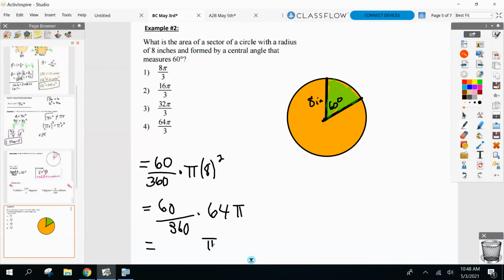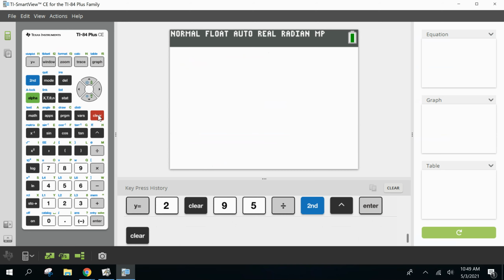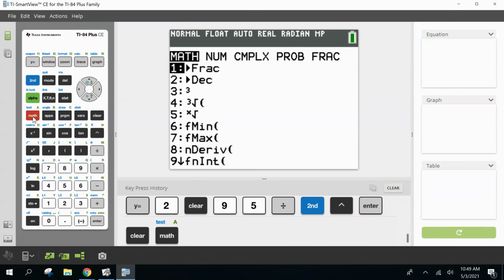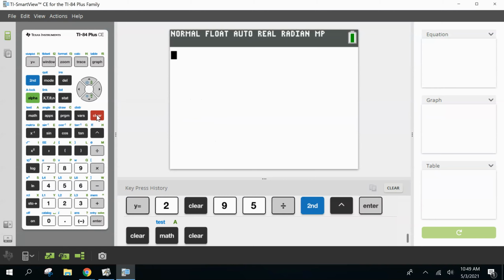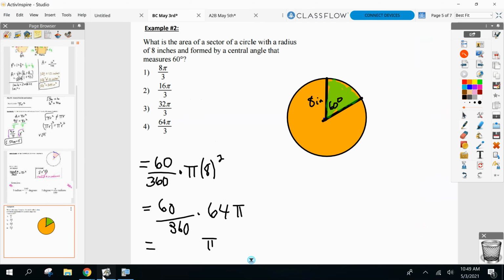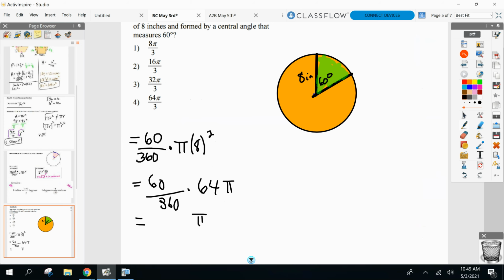If you're getting a decimal out, which many of you may be, review how to convert it back to a fraction. Right below the alpha button on the left-hand side, you have a math button. The first choice is change it into a fraction. So you can change your decimal back into a fraction to match one of your choices. And that choice is 32 pi over 3 inches.